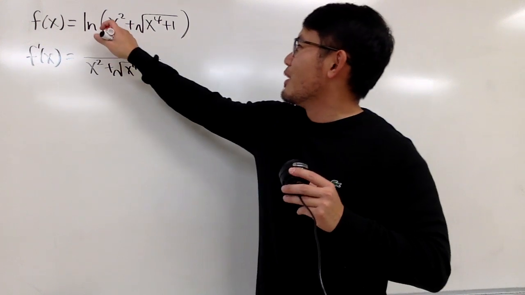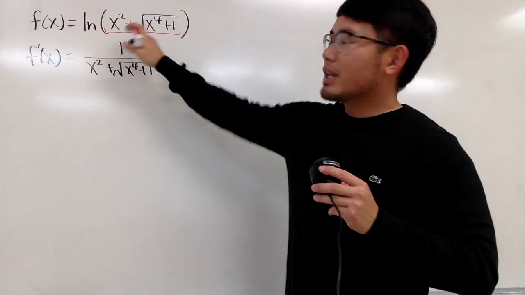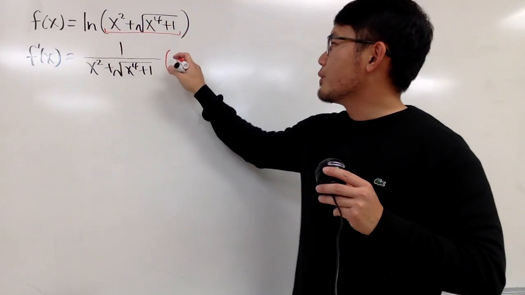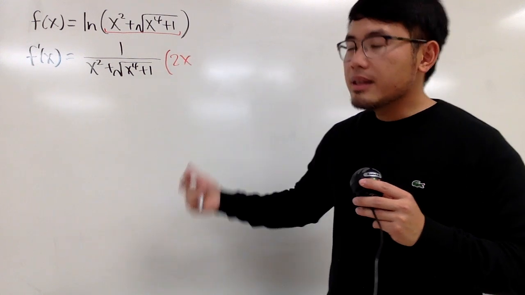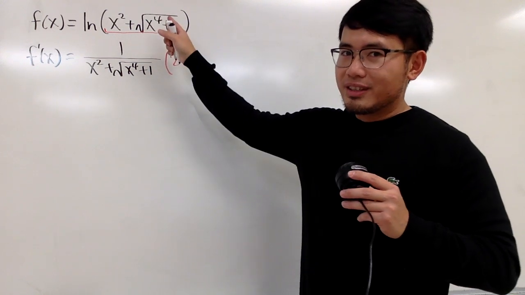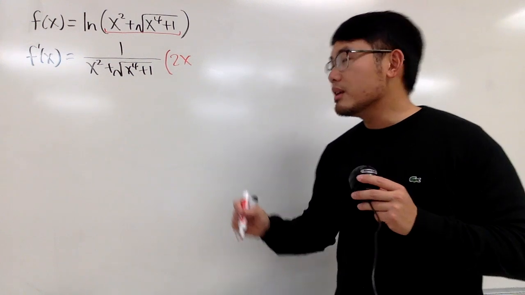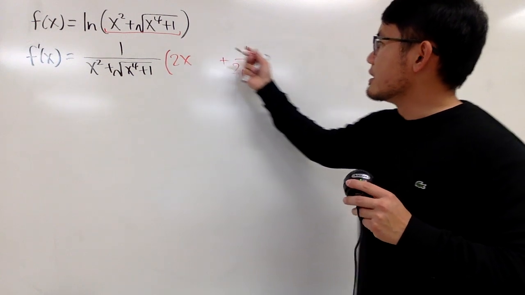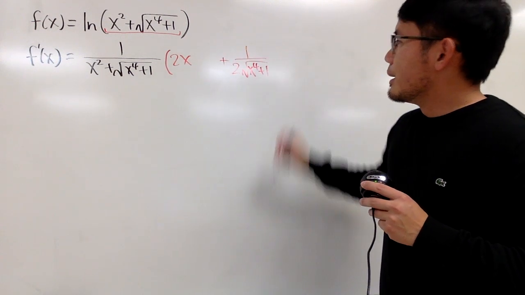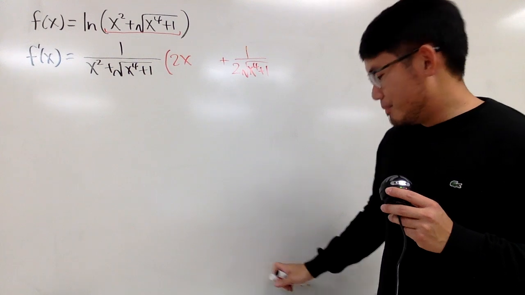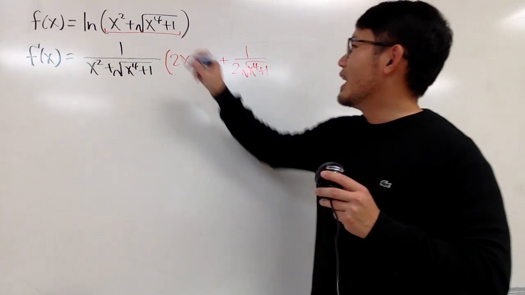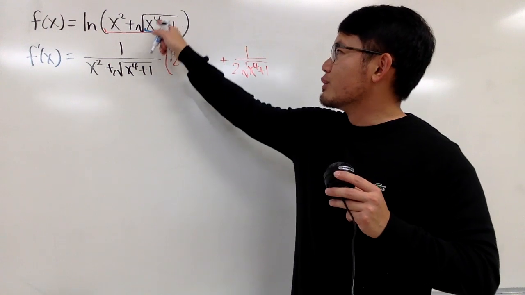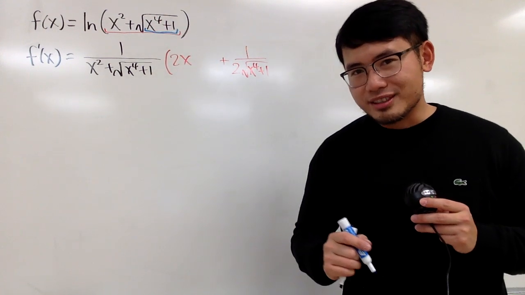Don't forget about that. So, look at the inside. And this right here has two terms, so be sure you open the parentheses. And let's differentiate x squared, which is 2x. And then we have to also differentiate this. The derivative of square root of something is first you put down 1 over 2 square root of the inside right here. But this right here is not it, because the chain rule says we have to multiply by the derivative of the inside. The derivative of x to the fourth power plus 1 is 4x to the third power.